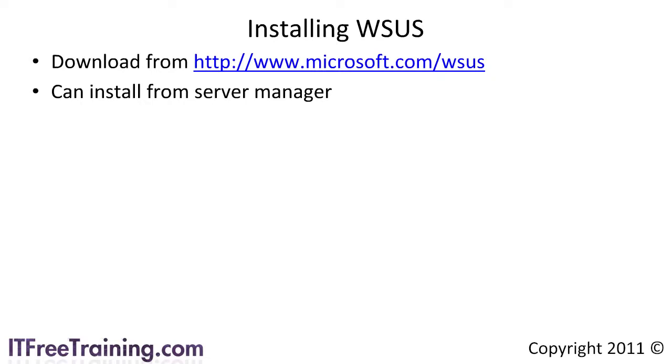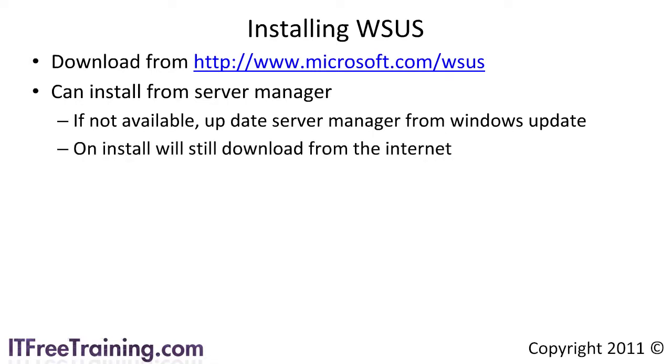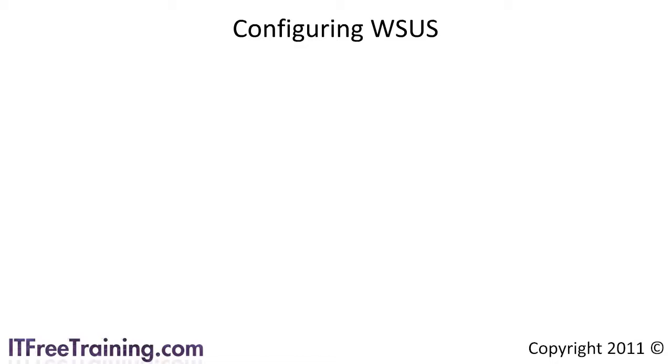If you find that WSUS is not available in Server Manager, you will need to update Server Manager using Windows Update. Once the necessary update has been obtained from Windows Update, WSUS 3 with Service Pack 2 will be available in Server Manager. Remember that even though it is available in Server Manager, once you attempt to install WSUS, it will still download WSUS from the Internet. If your server is not connected to the Internet, you will need to obtain the standalone version of WSUS and install it.